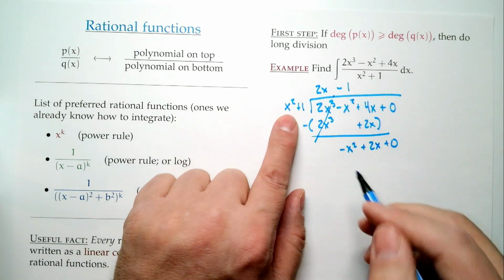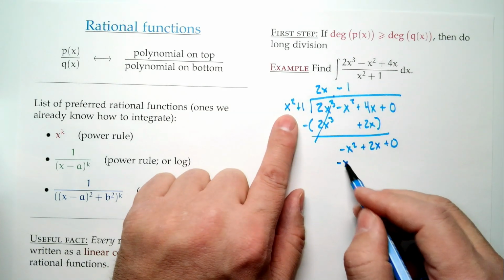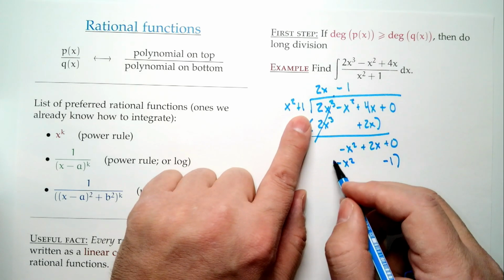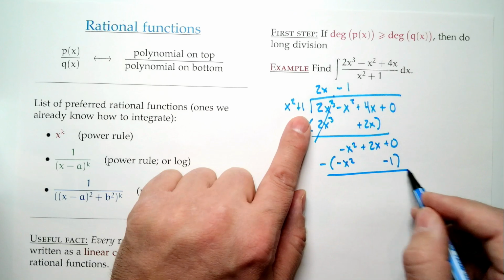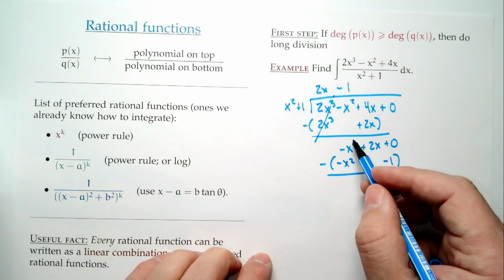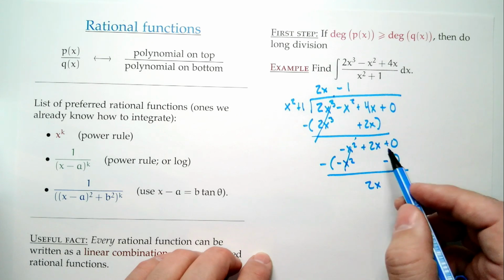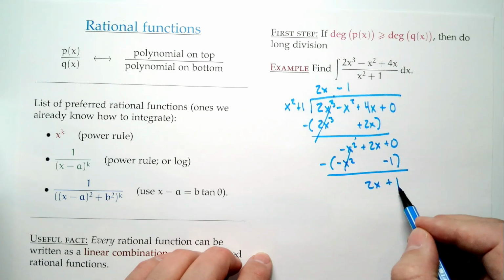Multiply by the whole thing. So it's going to be minus x squared. Then minus 1 times plus 1 is a minus 1. And I'm going to subtract. The minus x squared minus x squared cancel. So we're going to be left with 2x. And then 0 minus minus 1 is plus 1.